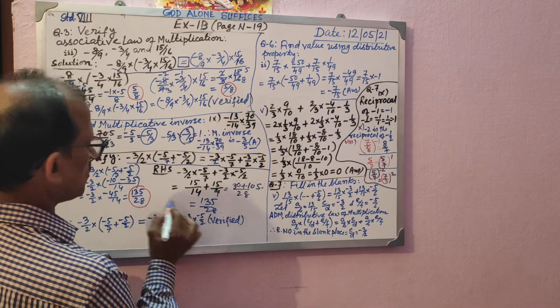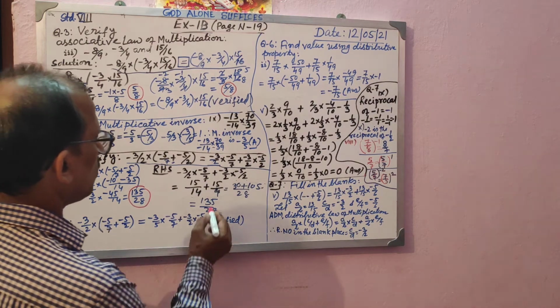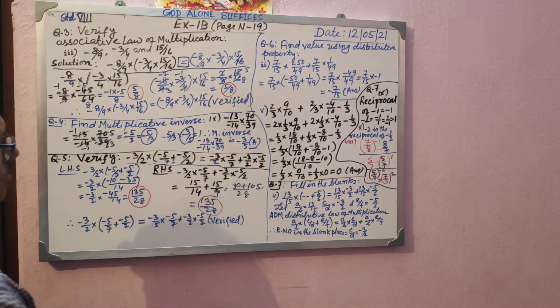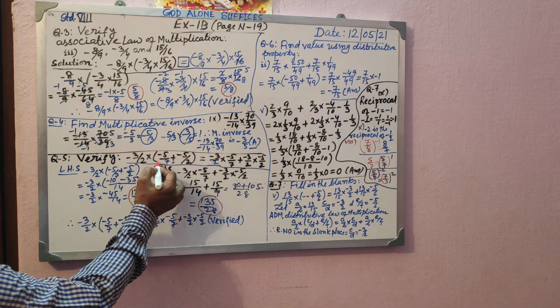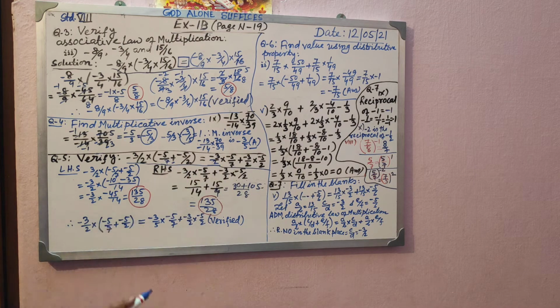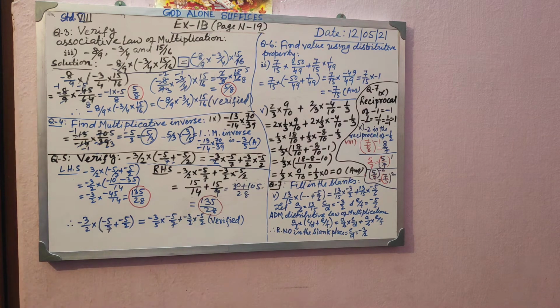See, this side is 135 by 28, and this side is also 135 by 28. That means this is equal to this. You can prove it, so the distributive law you could prove now. Then at the end you will write down verified. Could you understand? Now I will move on to the next question, but it will be better if I give it in the next video.